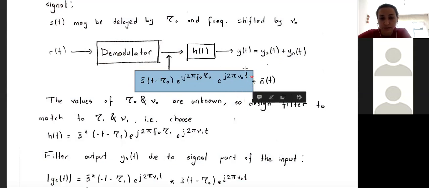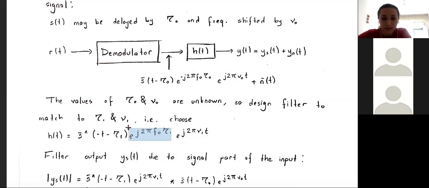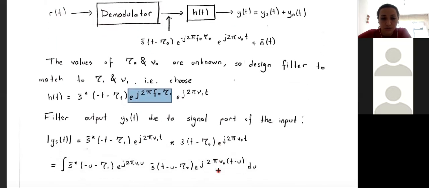So we're going to have this portion of the input convolved with h of t. So we're going to have this convolved with this. Here we're ignoring this complex factor because it has no importance. It doesn't change with time. Let's ignore them. And you're going to just get this thing convolved with this thing, ignoring this term. So this will be your signal portion.